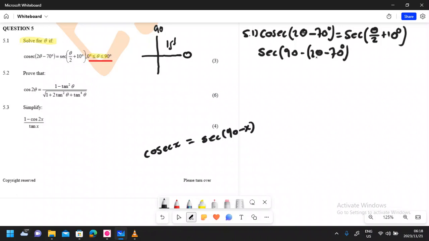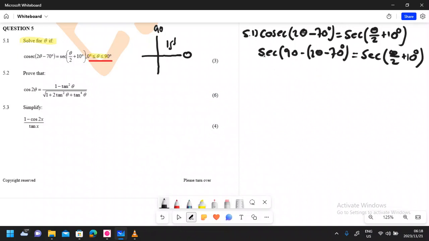Remember, you only change one trigonometric ratio, guys, and then the other one you leave it at that. So the other one is going to be cosec, and then you change nothing. Theta half plus 10 degrees. Then we close there. Hope you are able to understand that. Remember, if you don't understand, go watch the video there.